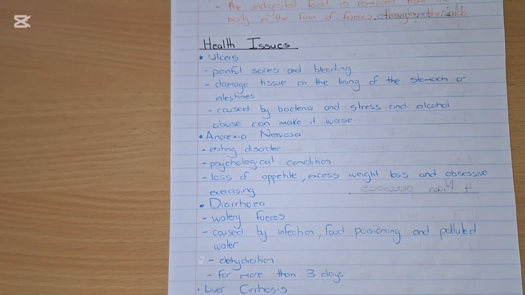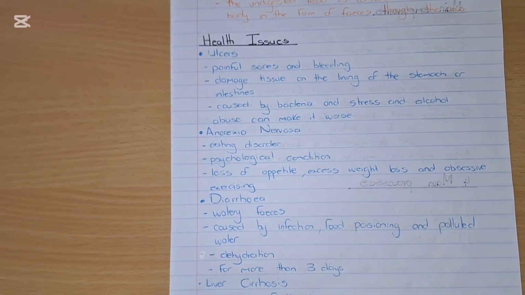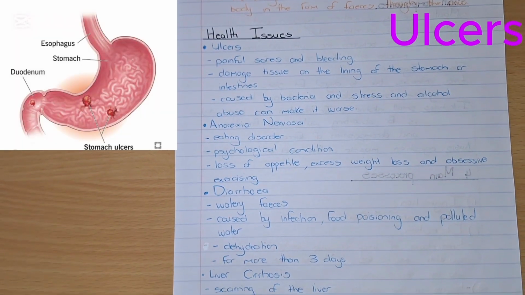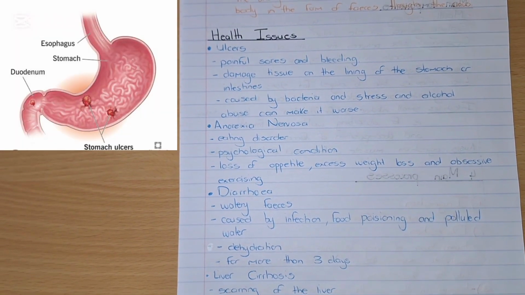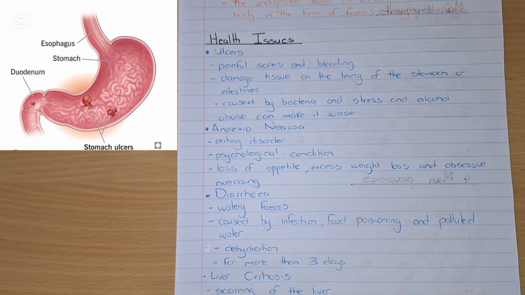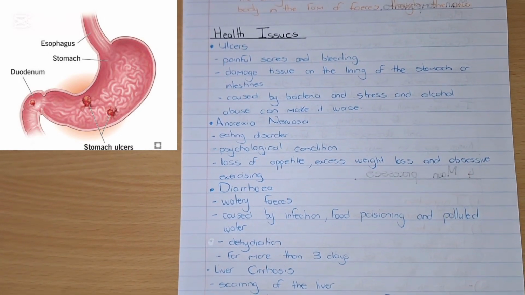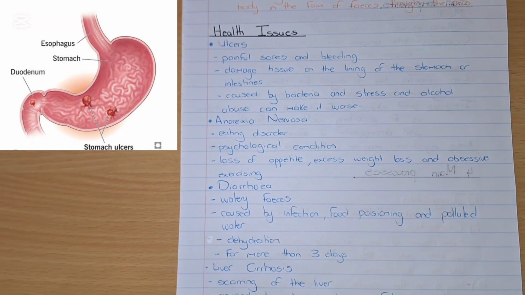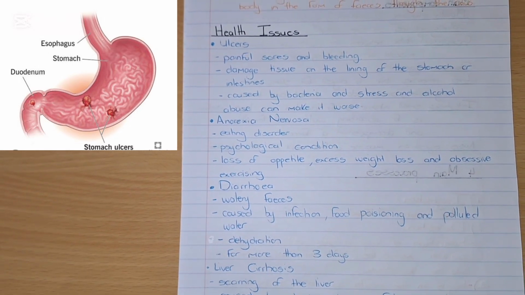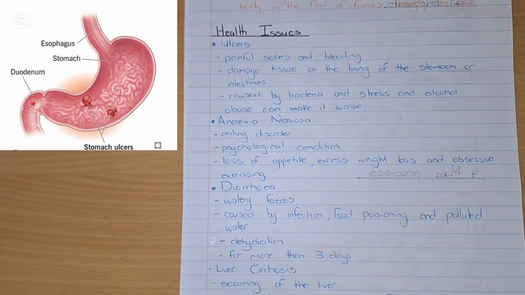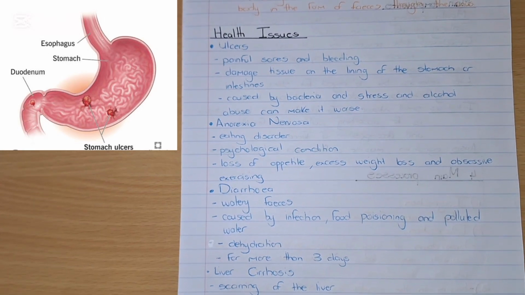So unfortunately, with the digestive system come health issues, with the first one being ulcers, which are painful sores and damaged tissue in the lining of the stomach and or intestines. And they are caused by bacteria, but stress, smoking, and drugs can make them worse. And the symptoms of that are pain and bleeding.